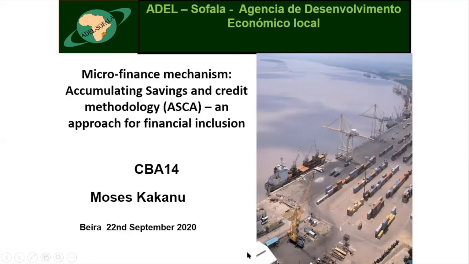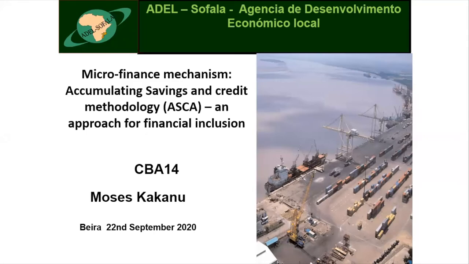So for the purpose of today's presentation, we take it from one of our main thematic areas, but it's also cross-cutting, that's microfinance. And in this case, we are looking at the accumulating savings and credit associations methodology, which is called ASCA. ASCA is a financial inclusion approach for poor people. Because normally they are excluded from the formal financial services, and therefore the approach of village savings and loans associations helps them a lot to get on board and also to tap into the benefits of access to finance.